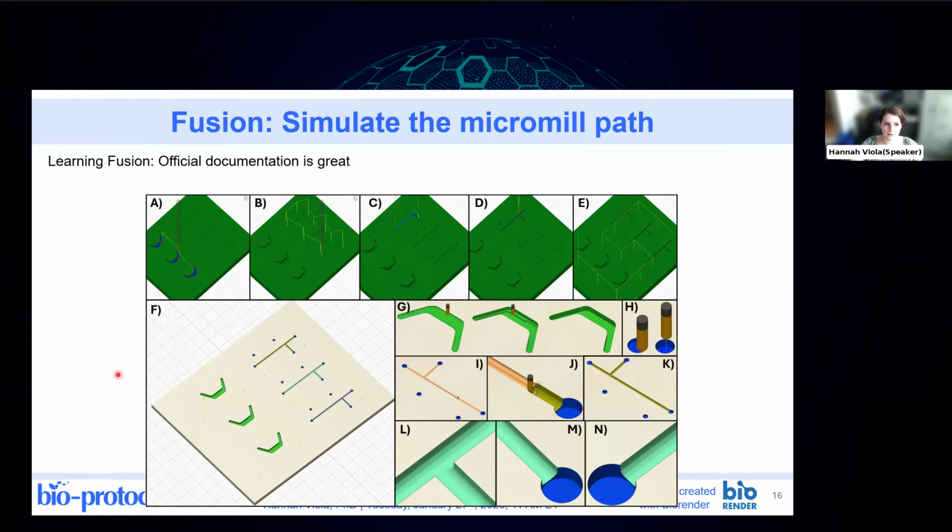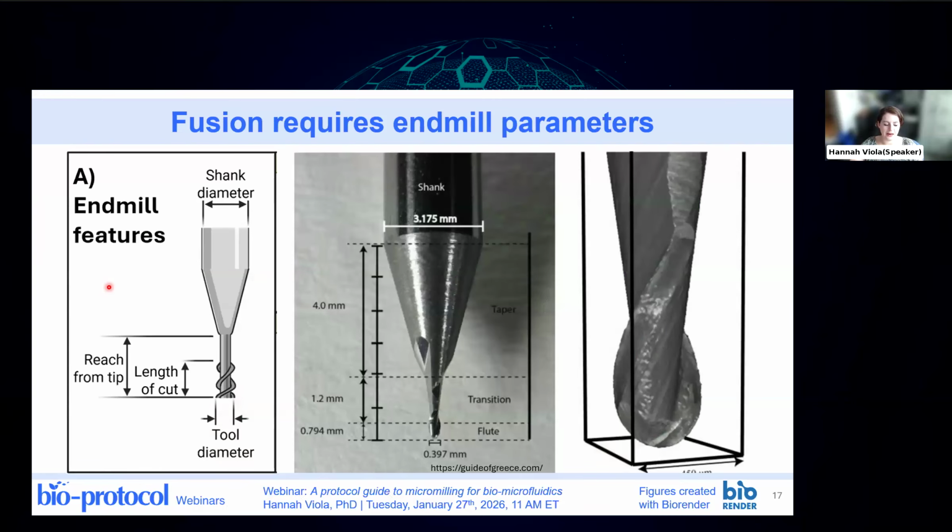So I'm going to talk a little bit about how we make these simulations. Again, the official documentation from Autodesk is great. They have really detailed stuff. This is a technique that's used a lot in industry. So there's a lot out there, and most of it will be the same for macro scale machining versus micro machining. But there are a few discrepancies that I will focus on that are also discussed in the protocol.